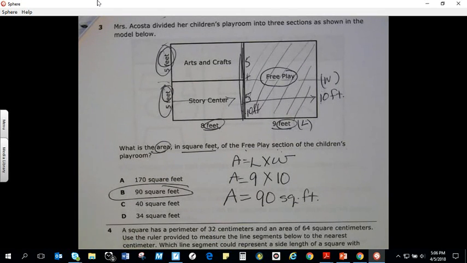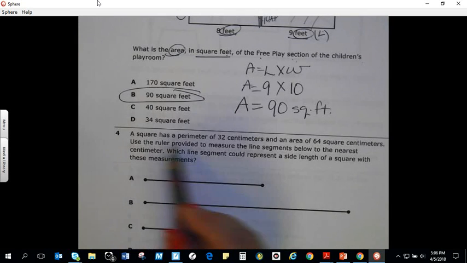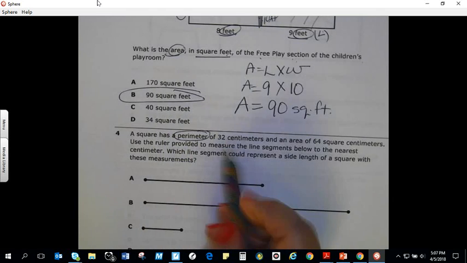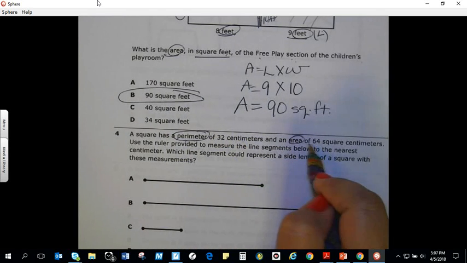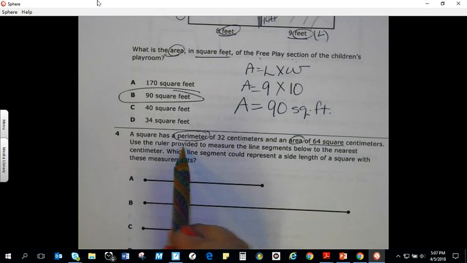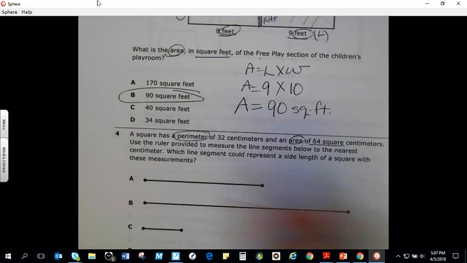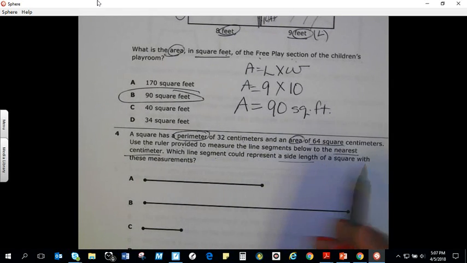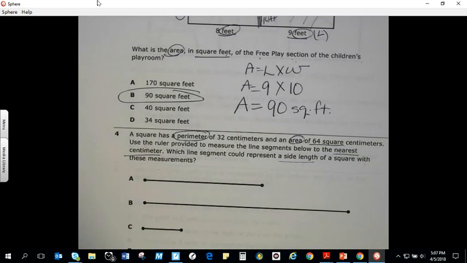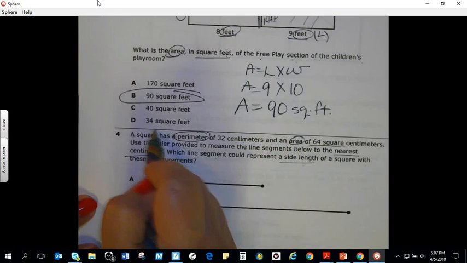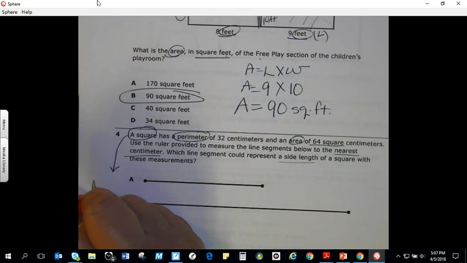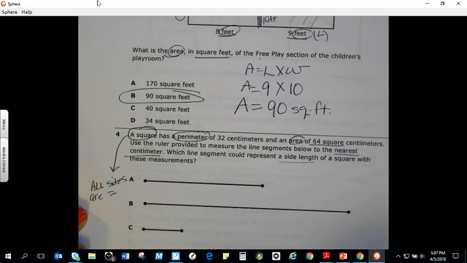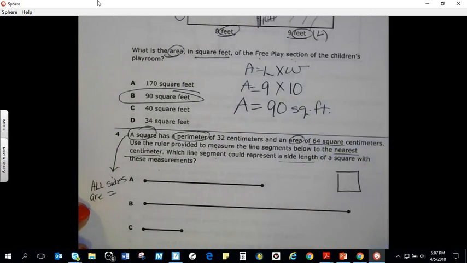Okay, so I'm looking at number 4. Number 4 reads, a square has a perimeter of 32 centimeters and an area of 64 square centimeters. Use the ruler provided to measure the line segments below to the nearest centimeter. Which line segment could represent a side of a square with these measurements? Okay, so again, what do I know about a square? Right, a square. All sides are equal.